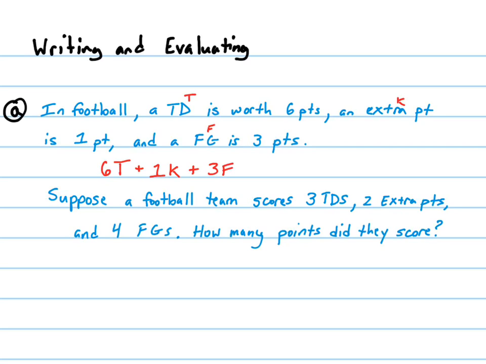So then they want us to evaluate. So if we have 6 points for a touchdown and they scored 3 of those, plus 2 extra points, so it's 2 times 1, plus 4 field goals, so 4 times 3, we should be able to evaluate this to figure out the total number of points they scored. And so this would be 32 points.